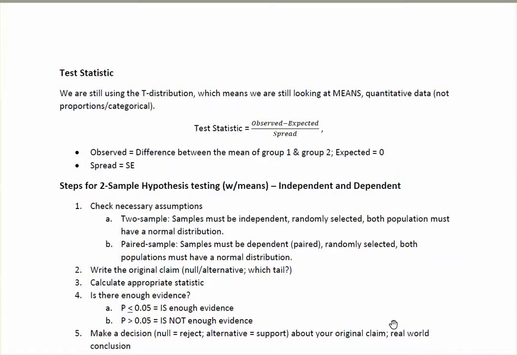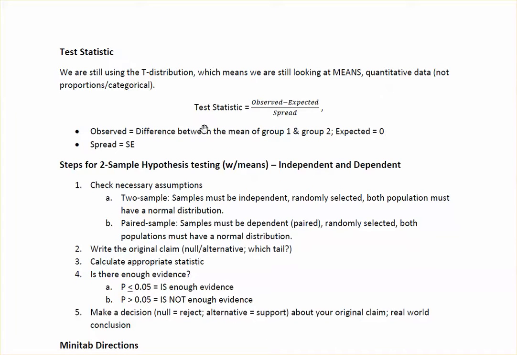So moving along, the test statistic is still basically observed minus expected over spread, where the difference is between the means of group 1 and 2. Spread is just your standard error. And we'll go into that, and we actually do go into that a little bit more for the quiz, but that's a completely different video. But just so you see this and you know what you're looking at when you get to the other video.